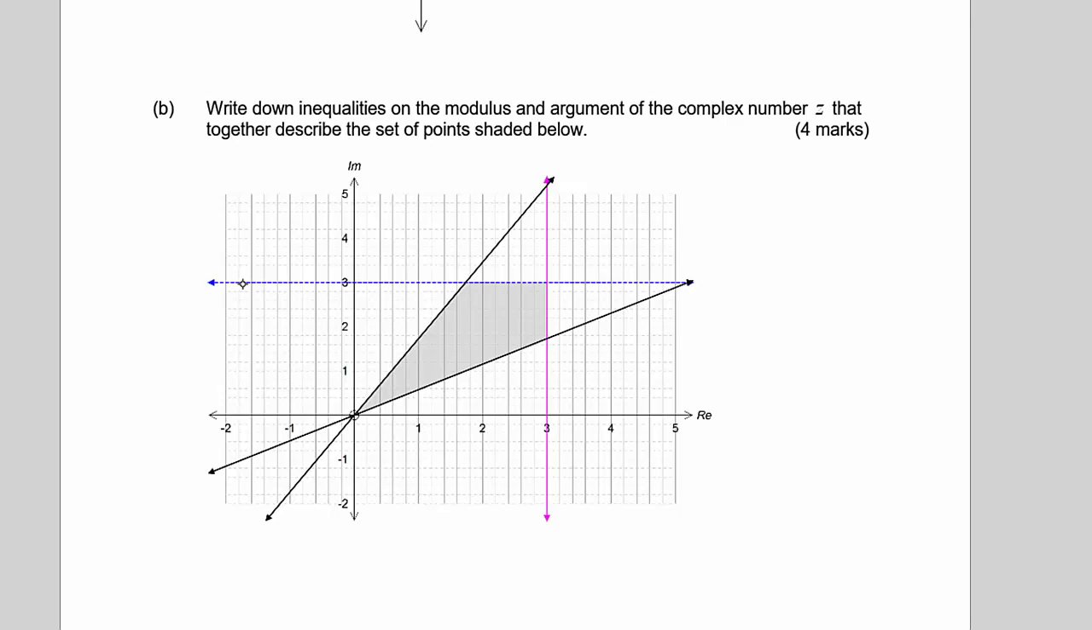Okay, so if we just think about this blue dotted line, that's the y-axis or the imaginary, and we want the imaginary part of z, since it's dotted, to be less than 3. The pink line, we want the real part of z to be less than or equal to 3.